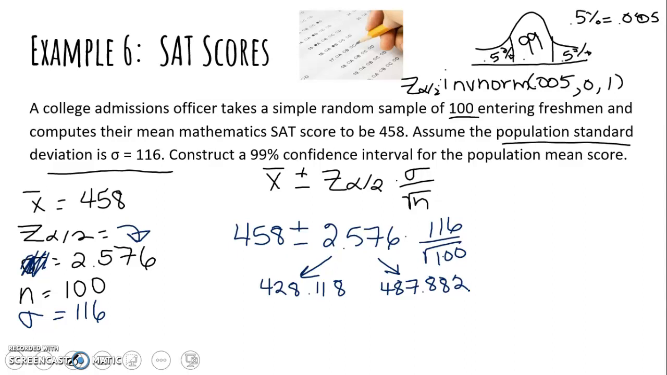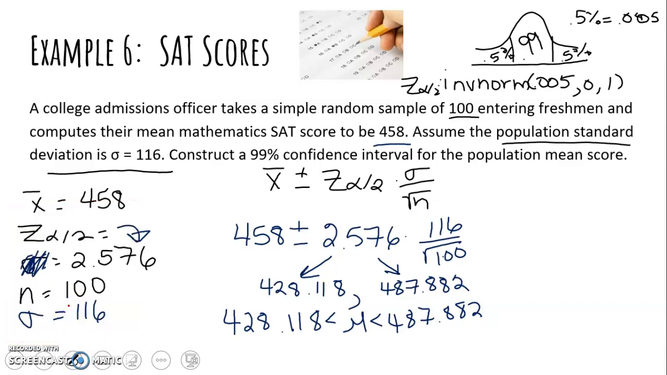In this case, you need to round to at least one decimal place. This is a whole number. If you go one place past that, that'd be one decimal place. You get 428.1 and 487.9. So at least round to 1. I rounded to 3. So you can write it like this, the two together like that, or you can write it like this: 428.118 is less than the mean, which is less than 487.882.